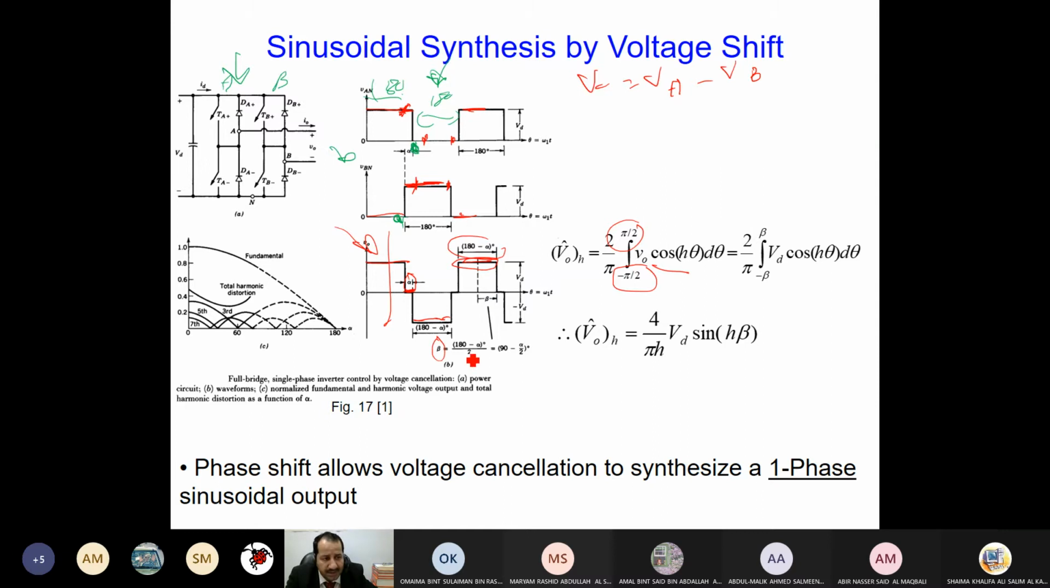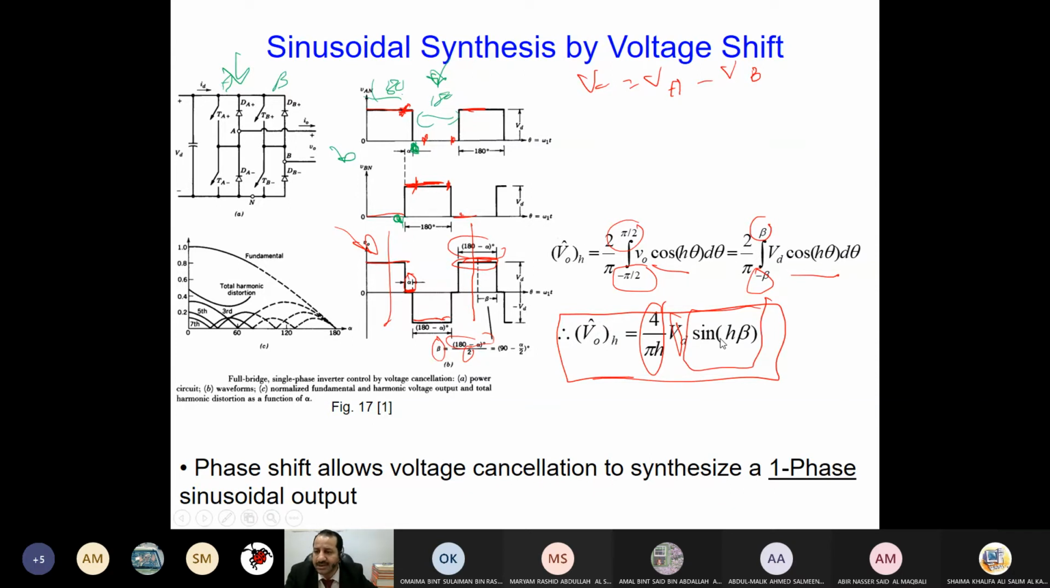If I assume beta is this value, 180 minus alpha over 2, splitting it in this way, then I integrate from minus beta to beta. I did the integration for this part and then I got this formula. What does this formula tell me? Let me read it. This is the square wave, we know it, by VD. But it is multiplied by sine beta.